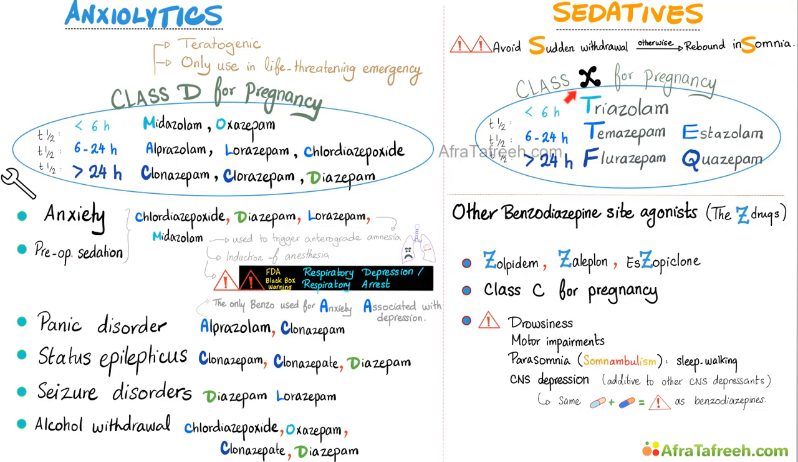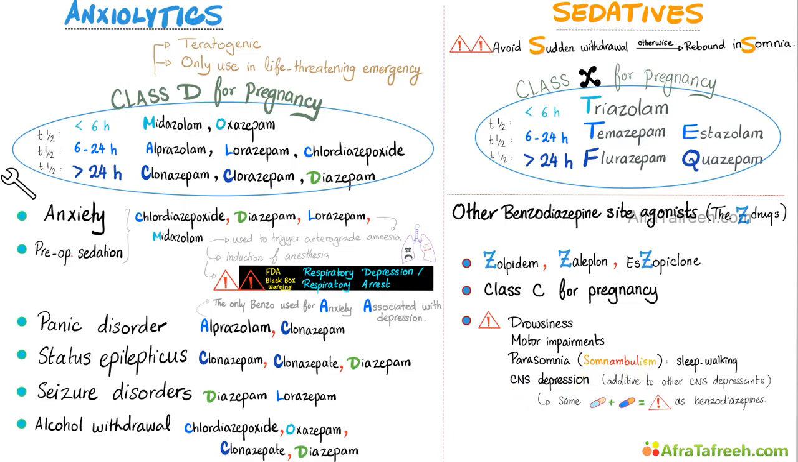These sedatives are class X for pregnancy. Don't ever do it. Don't ever give it to a pregnant woman. Stop it. How about those Z drugs, zolpidem, zaleplon, zopiclone? They are class C for pregnancy. They can lead to drowsiness, motor impairment, parasomnia, which is somnambulism. Basically, this is sleepwalking, a mean condition. Ambula is to ambulate, which is to walk. That's why we call it the ambulance, because it walks quickly. And somn means sleep. I'm walking while sleeping.